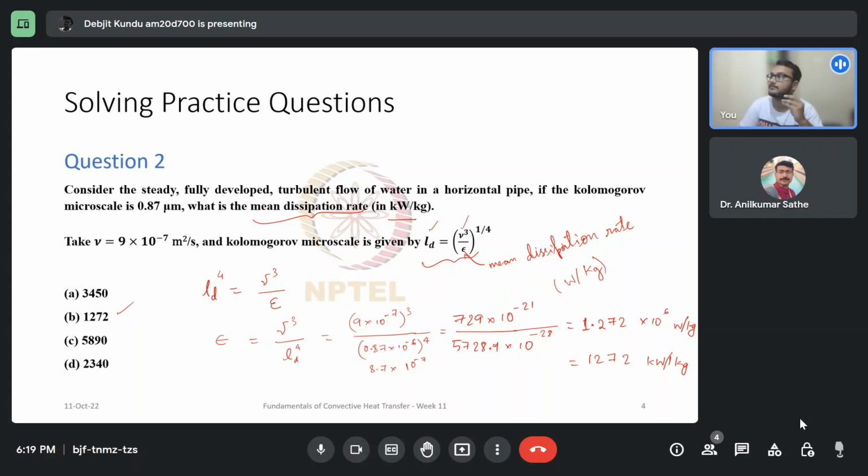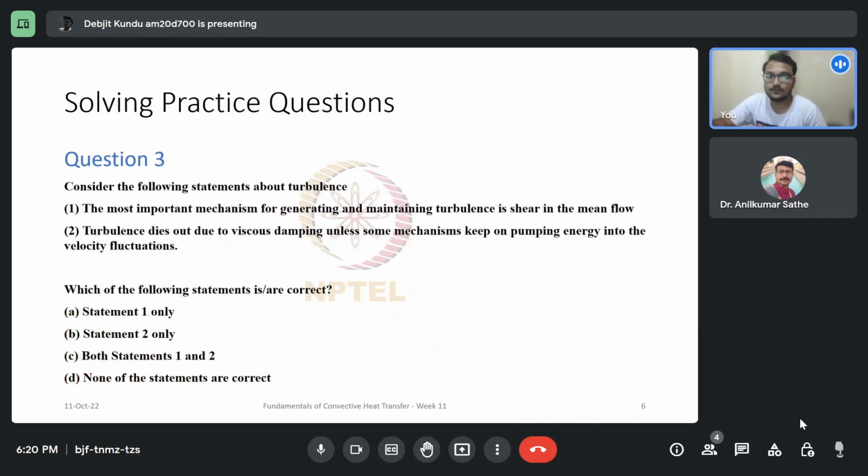Now we can see that for this particular case, 1272 kilowatt per kg is not an insignificant amount of energy. That's a huge amount of energy that is being lost due to turbulence. So this is one of the disadvantages of turbulence. But anyway, turbulence is reality in all experiments and practical purposes that we see. Turbulence is the norm, and laminar flow is quite the exception. So anyway, we will move on to question number 3.